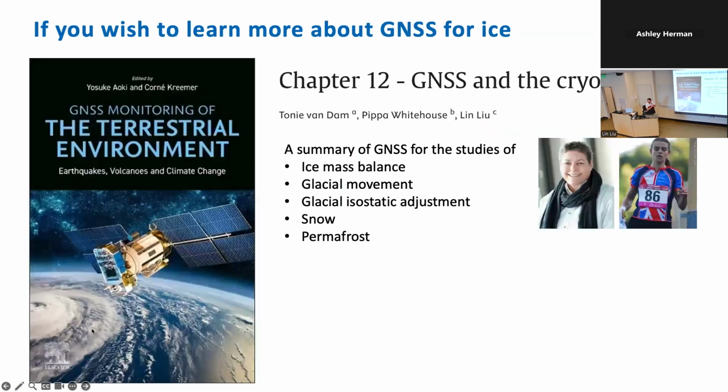If you're interested in learning more about GPS-IR, we actually have an expert in the audience. Tony Pipa and I just contributed a chapter to this book, GNSS for Monitoring Terrestrial Environments. In this chapter, GNSS for the Cryosphere, we summarize the use of GPS. For permafrost, you already know most of it, but if you're interested, talk to Tony or refer to this chapter to learn how we can use GNSS for ice mass balance, glacial dynamics, glacial isostatic adjustment, and snow.